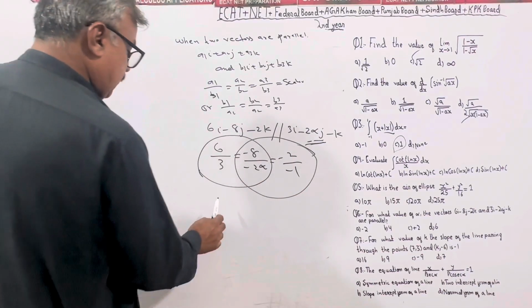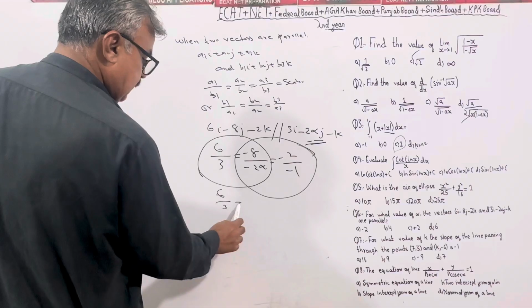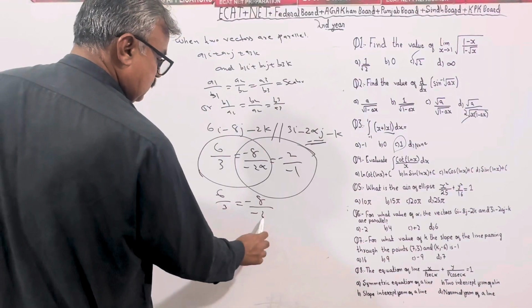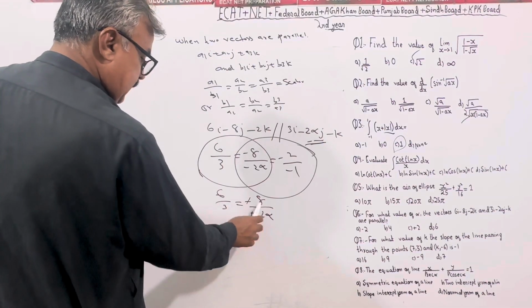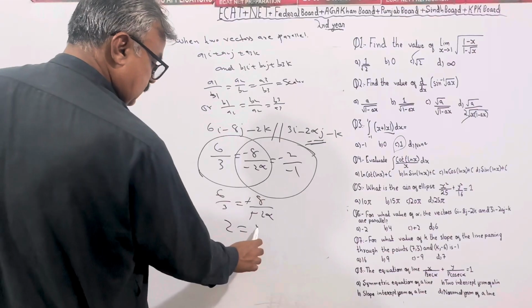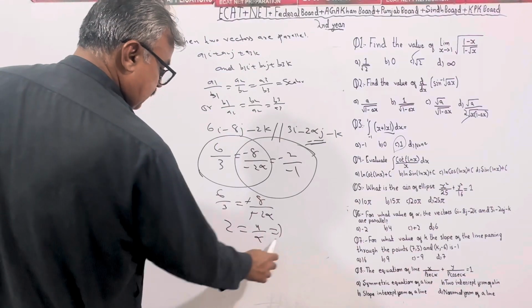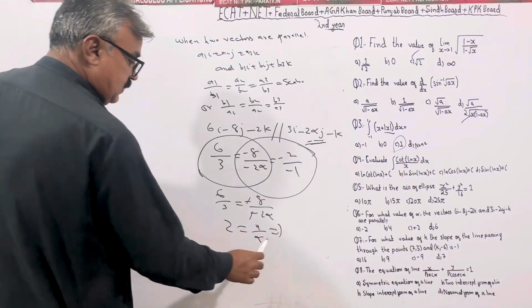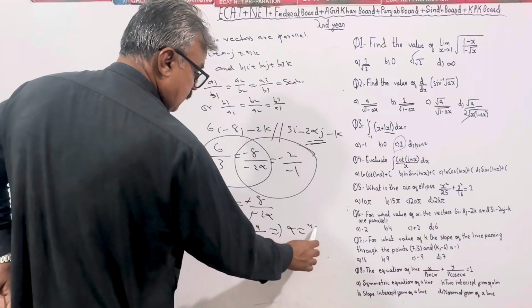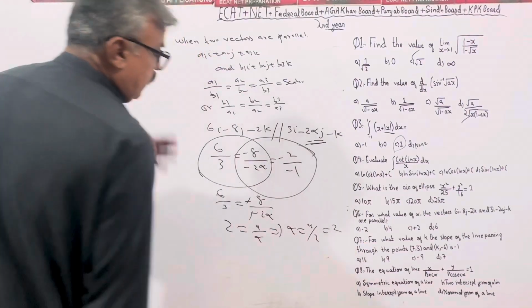Okay, let's see and find out how. 6 over 3 equals minus 8 over minus 2 alpha. Cancel out, apply the table. It will become 2 equals 4 over alpha. Solve for alpha. Shift alpha to the left-hand side, 2 to the right-hand side. Alpha is equal to 4 over 2. Alpha is 2.